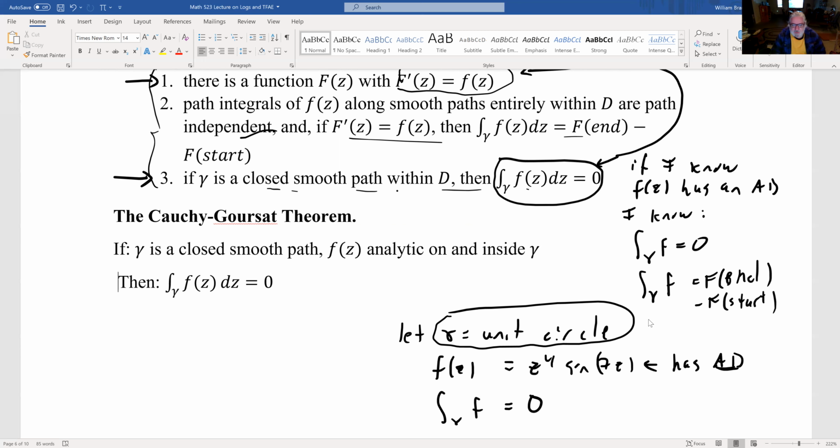On the other hand, if you know that the integral around closed smooth paths is 0, then you know it has an antiderivative. And I don't think we did that part of it that much in class. The Cauchy-Goursat theorem is also a very useful theorem, especially in the context of this. If we have a function that's analytic in and inside a path gamma, then we know the integral is 0.